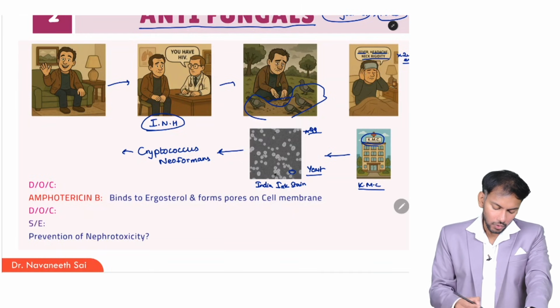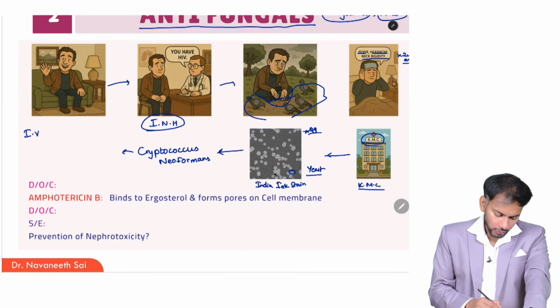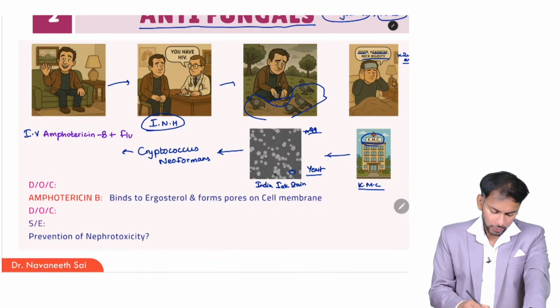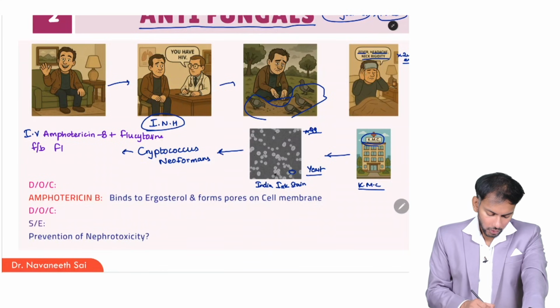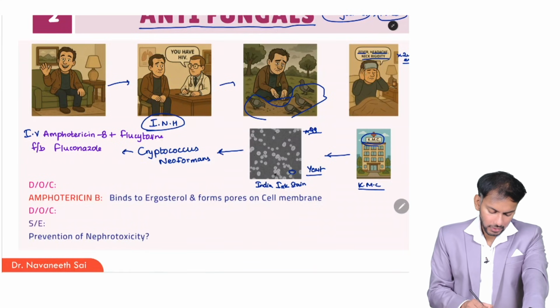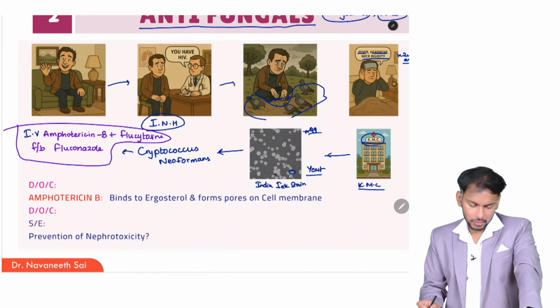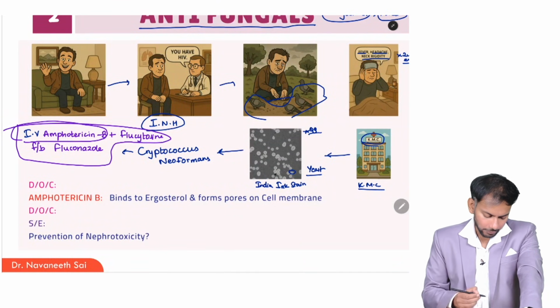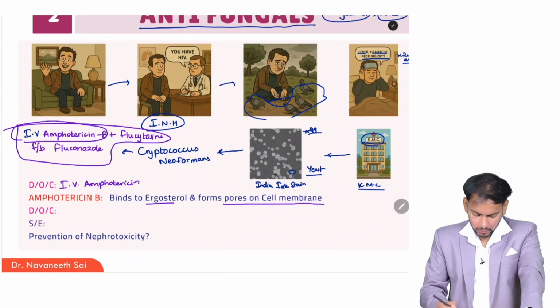What is the drug of choice for cryptococcal meningitis or Cryptococcus neoformans? It is IV amphotericin B, plus flucytosine. You have to give both of them. After this, it should be followed by fluconazole. This is the entire treatment for Cryptococcus neoformans. Now, what is important to us is IV amphotericin B. So, you write here the drug of choice is IV amphotericin B. Now, how does this act? It binds to the ergosterol and forms pores on the cell membrane.